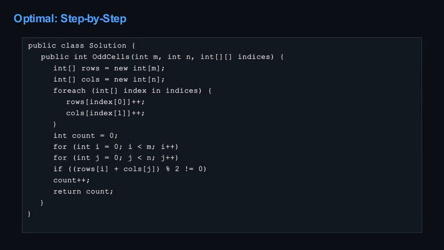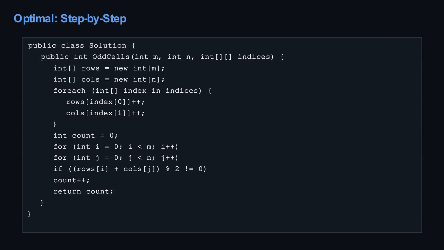Let's trace this with m equals 2, n equals 3, and indices 0, 1, and 1, 1. Initialize rows as an array of 2 zeros, and cols as an array of 3 zeros. First index, 0, 1. Increment rows at 0, making it 1. Increment cols at 1, making it 1. Next index, 1, 1. Increment rows at 1, making it 1. Increment cols at 1 again, making it 2. Now, rows is 1, 1 and cols is 0, 2, 0.